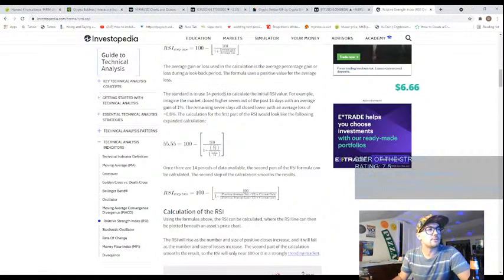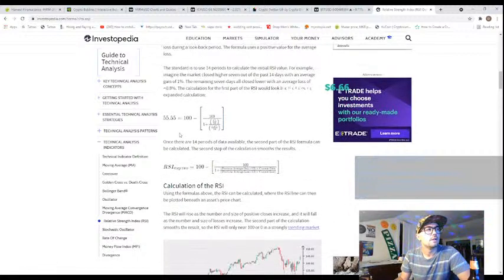So the standard is to use 14 periods to calculate the initial RSI value. Imagine the market closed higher 7 out of the past 14 days with an average gain of 1%. The remaining 7 days all closed lower with an average loss of 0.08%. The calculation for the first part of the RSI would look like the following expanded calculation.